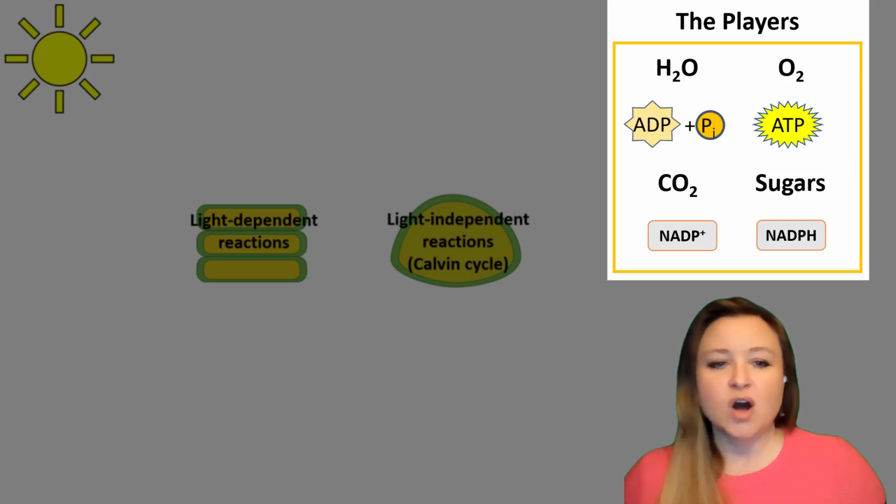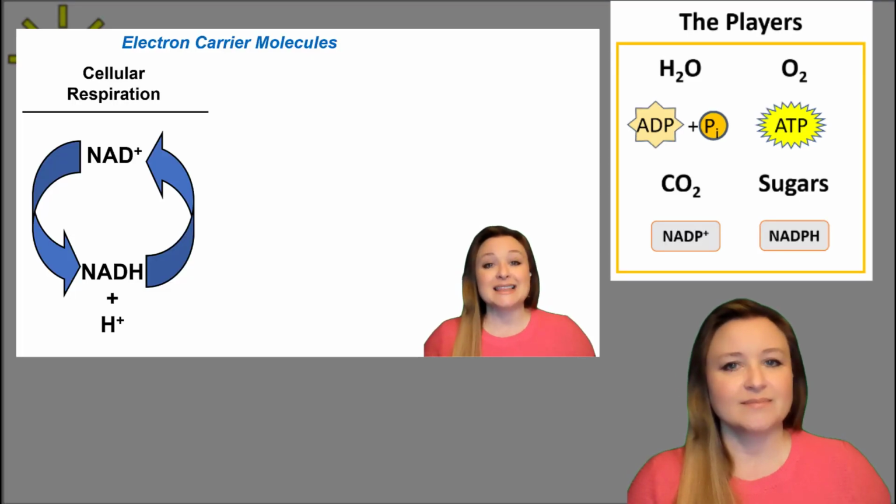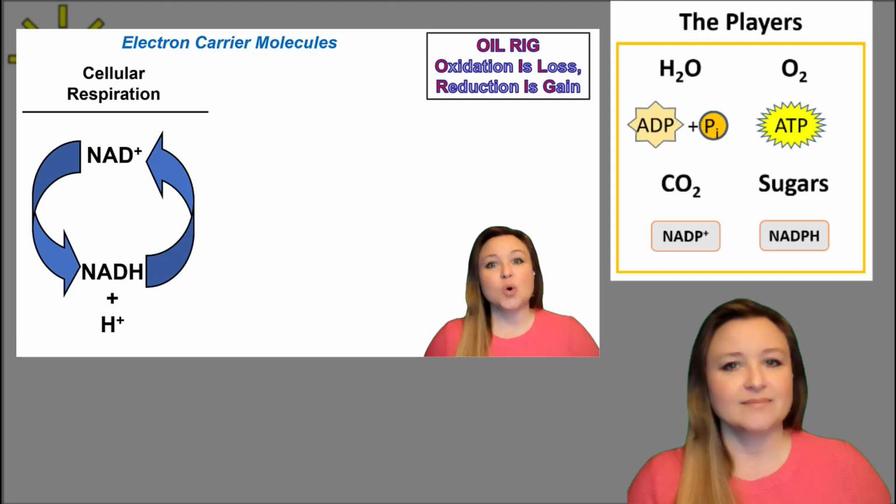So before we go on talking about the light-dependent reactions and the Calvin cycle, let's go through a little reminder about what NADP and NADPH are. There are molecules known as electron carrier molecules that have room to essentially pick up electrons and then release those electrons. So in cellular respiration, we have an electron carrier molecule known as NAD, and it has two different forms, NAD plus and NADH. Now, we like to use this mnemonic known as OIL RIG.